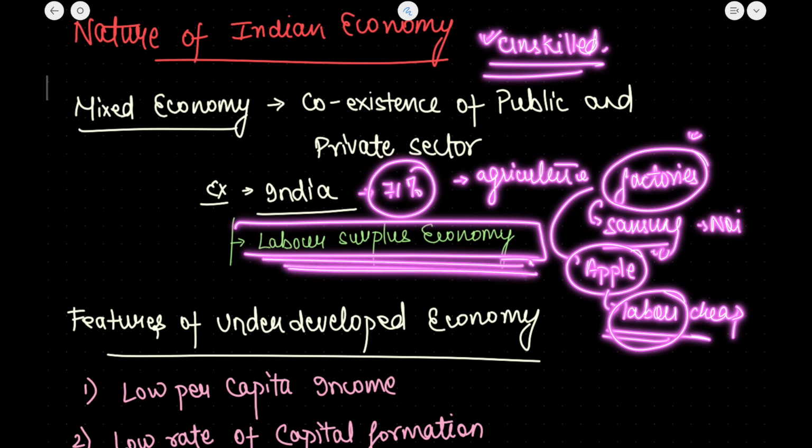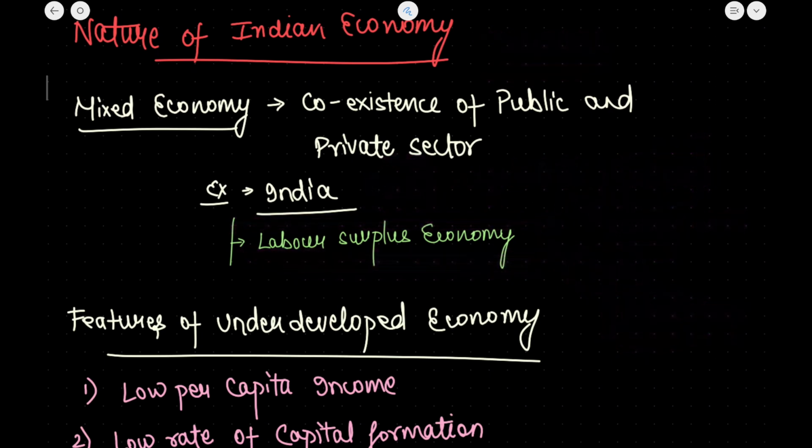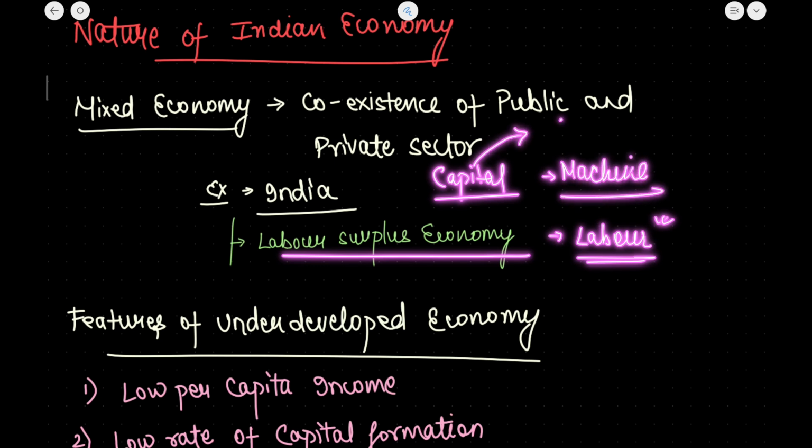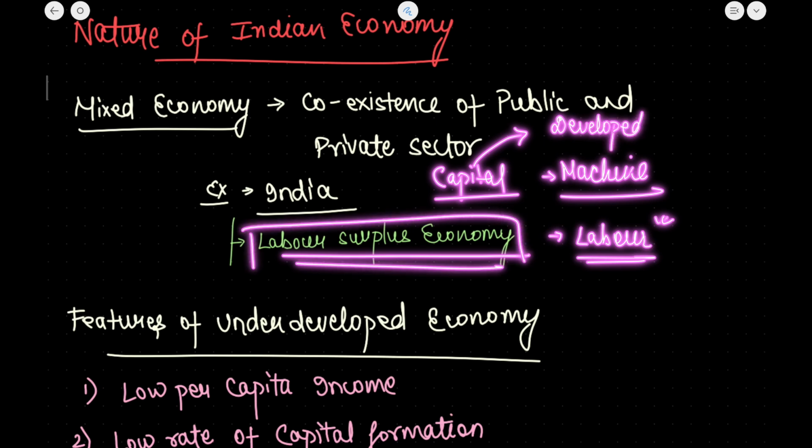Okay, I hope you have understood this. Now a labor surplus economy means that labor is in excess, that labor is in larger quantity, whereas in a capital surplus economy, machines are abundantly used. Now the capitalistic model, or the capital surplus economy, is a major feature of developed countries. Okay, I hope you have understood this point.